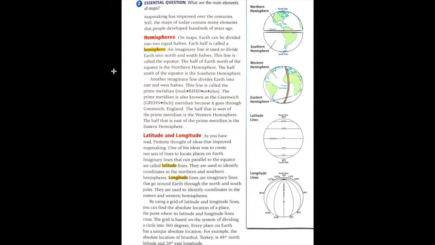By using a grid of latitude and longitude lines, you can find the absolute location of a place, the point where its latitude and longitude lines cross. The grid is based on the system of dividing a circle into 360 degrees. Every place on Earth has a unique absolute location. For example, the absolute location of Istanbul, Turkey is 48 degrees north latitude and 28 degrees east longitude.